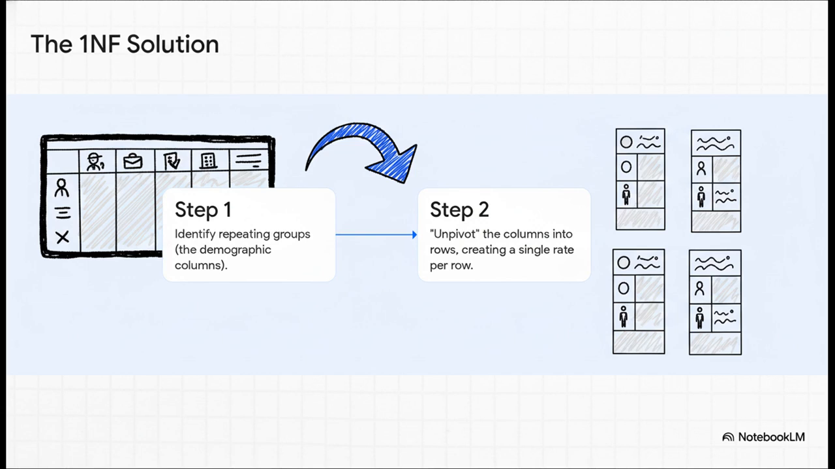And the solution is a really clever move called an unpivot. Basically, instead of having one wide row with a column for every demographic, we're going to flip it. We'll create lots of shorter rows, and each new row will represent just a single observation. One date, one demographic group, and its one unemployment rate.